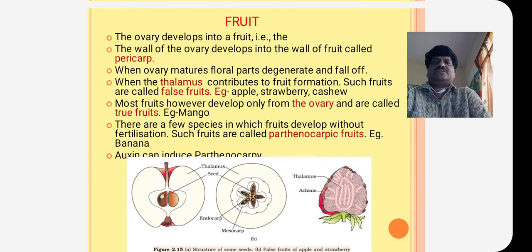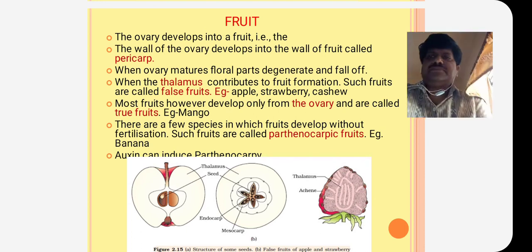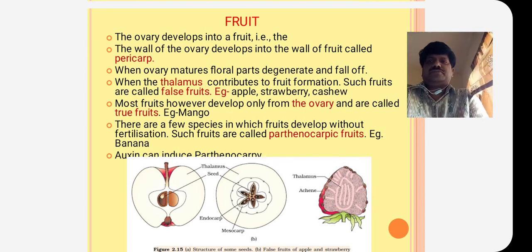And the thalamus, sometimes it contributes to the fruit formation, and when the thalamus contributes to the fruit formation, such a type of fruit we generally call a false fruit, that we find in apple, in strawberry, in cashew. But most of the fruits, they develop from the ovary, and they are called true fruits, like your mango. Mango, that is a true fruit.